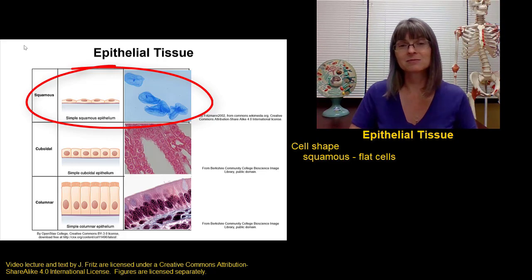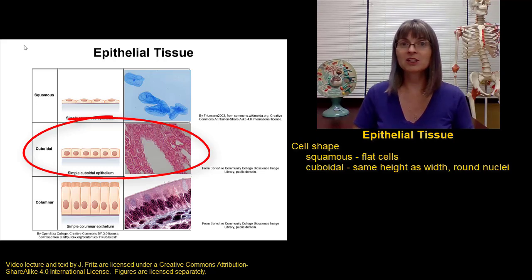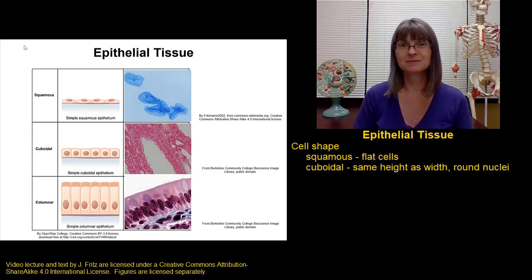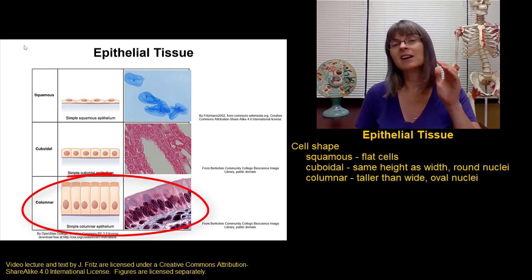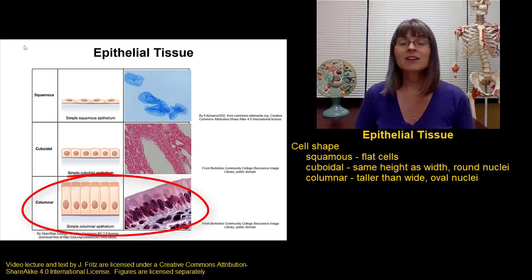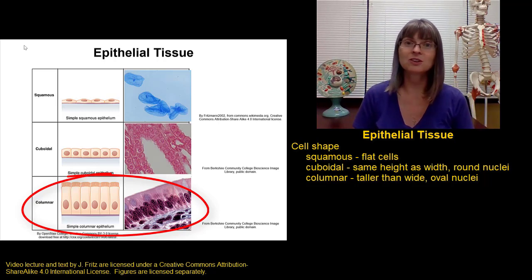Those were flat cells. Some epithelial cells are cuboidal. That means that they're shaped like cubes. They're about as tall as they are wide. One of the characteristics that can help you identify cuboidal cells in epithelial tissue is that they tend to have very round nuclei. The nucleus of a cuboidal cell is nice and spherical inside the cube-shaped cell. The third cell shape we find in epithelial tissue is columnar. Columnar cells are taller than they are wide. They're like columns. The nuclei of columnar cells tend to be oval in shape instead of the round nuclei that we see in cuboidal cells.